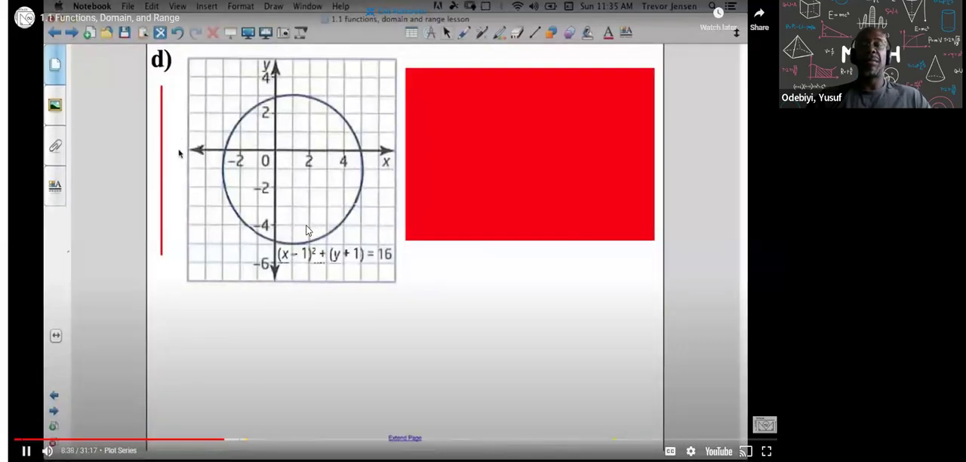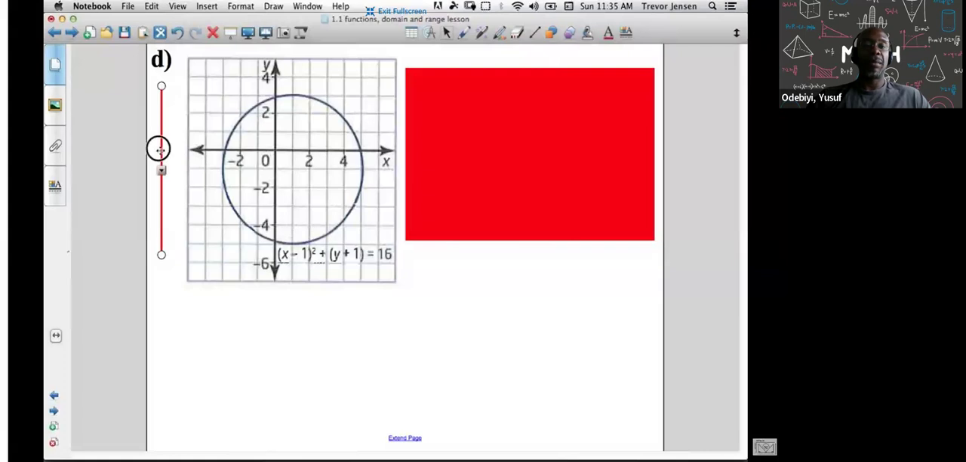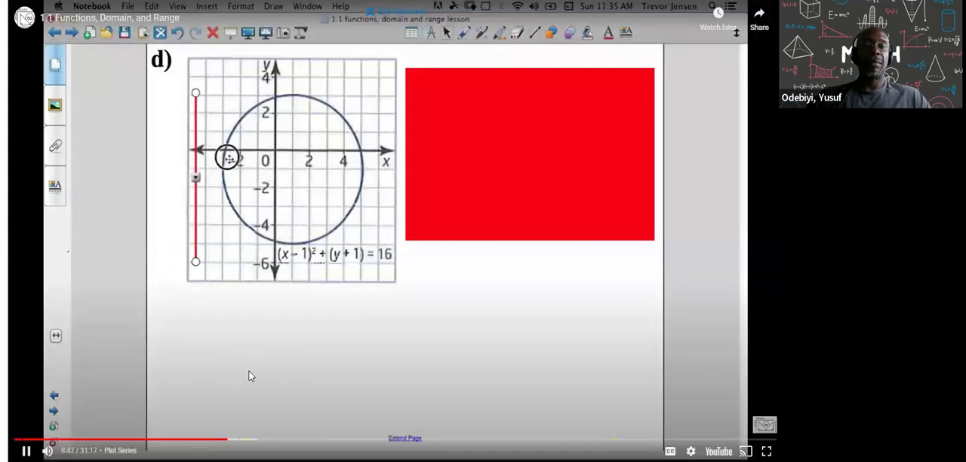Lastly, we have a circle. A circle is a type of relation defined by the equation below. If I take my vertical line and pass it through this relation, notice. There you go. So it's not a function.